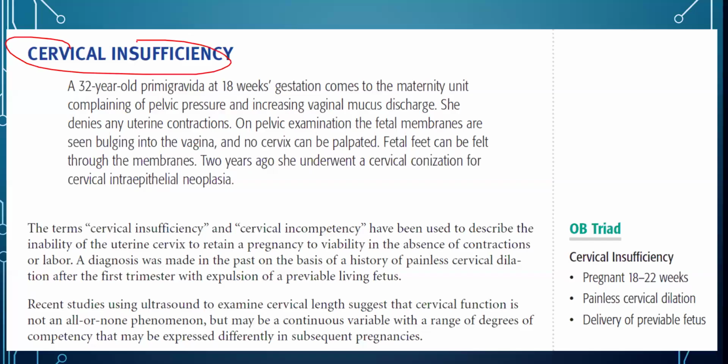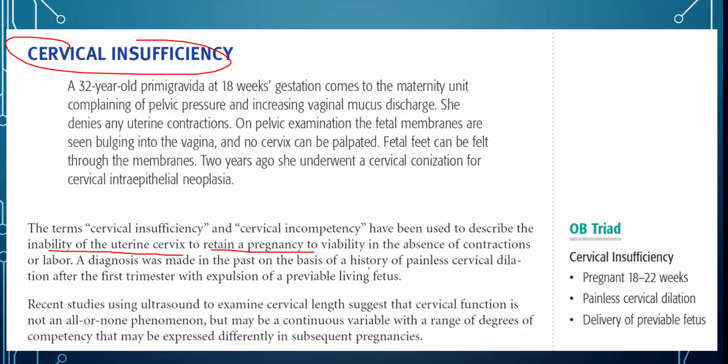Okay, the next thing is cervical incompetence or cervical insufficiency. That's a condition which also causes recurrent miscarriage, but most of the time it causes recurrent miscarriage in the second trimester. So what does cervical insufficiency mean? It means inability of the cervix to retain a pregnancy. That means if the cervix is weak, then it will not be able to retain the pregnancy.